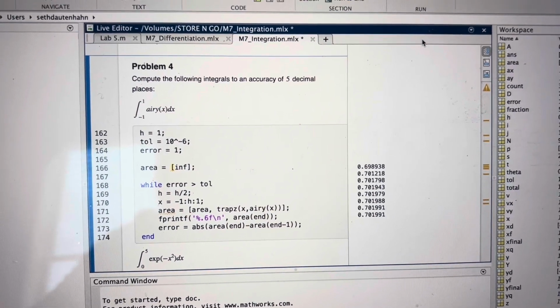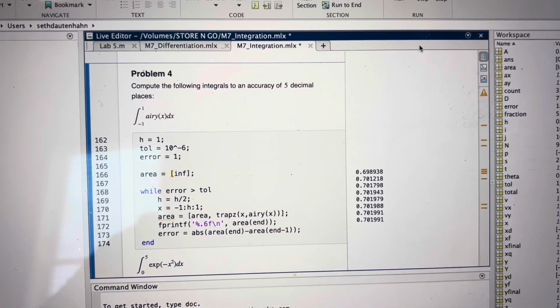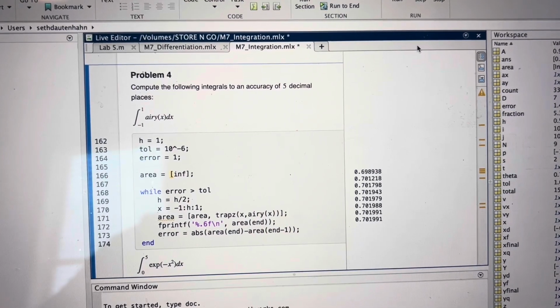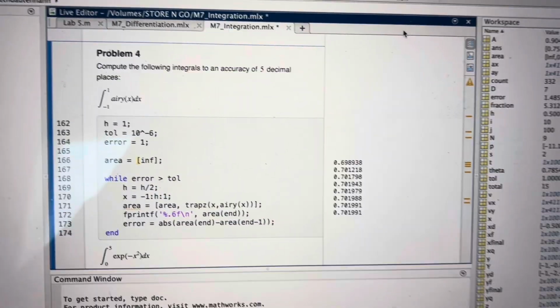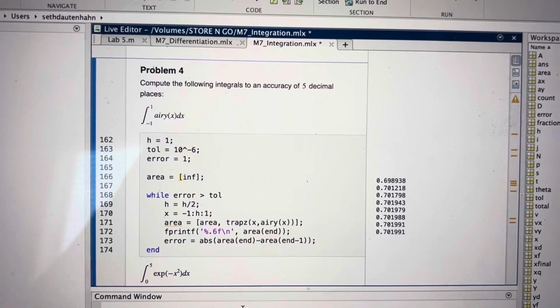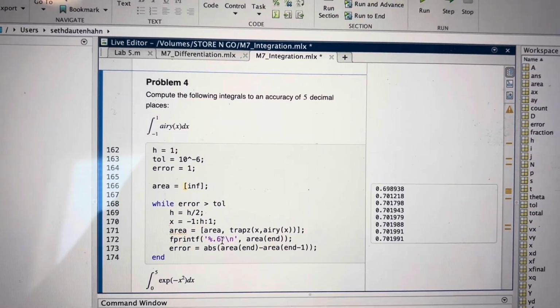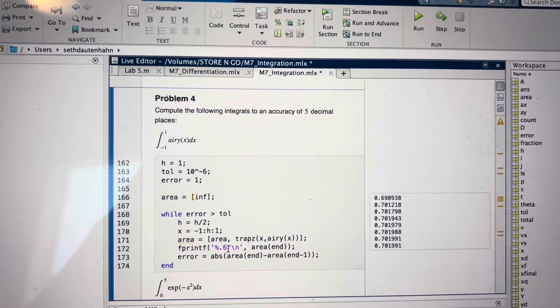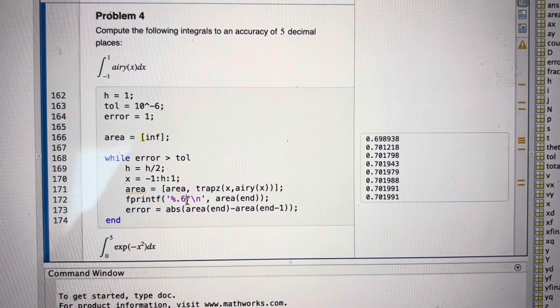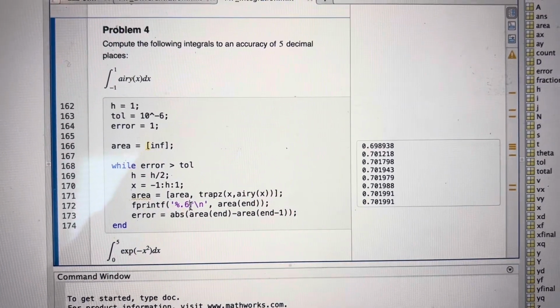So we're going to do fprintf, and we're going to do that to 6 decimal places. It can be 5. The problem says 5, so we can put in 5 right here if we want. It says an accuracy of 5 decimal places, so it's fine. We can round it if we do 6, and then we're going to print the area.